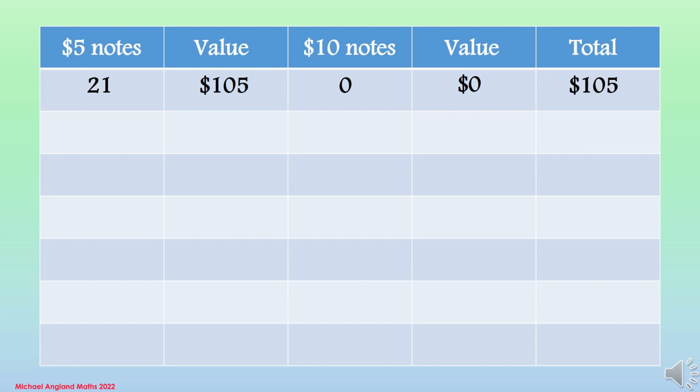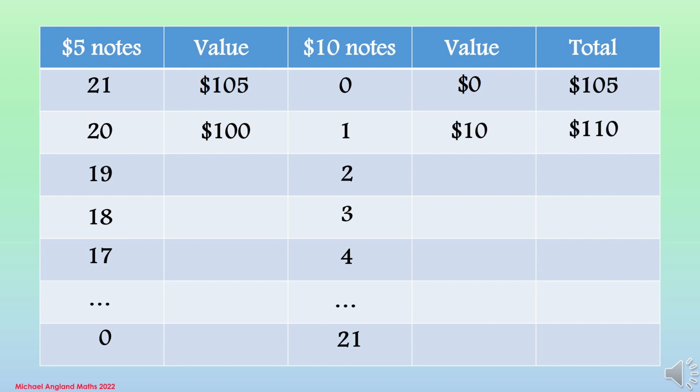The next line we change by 1. So let's assume 20 $5 notes, one $10 note, and we change by 1 again for the next line, and so forth, until we go all the way down from 21 $5 notes to eventually 0, and all the way up from 0 $10 notes to 21 $10 notes. Now, 20 times 5 is 100, 1 times 10 is 10, 100 plus 10, 110. 19 fives is 95, 2 tens is 20, 95 plus 20, total 115. 18 fives is 90, 3 tens is 30, total 120, and so forth.